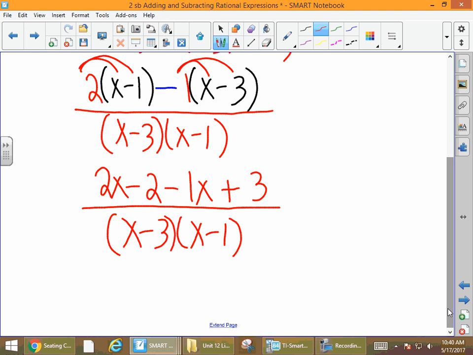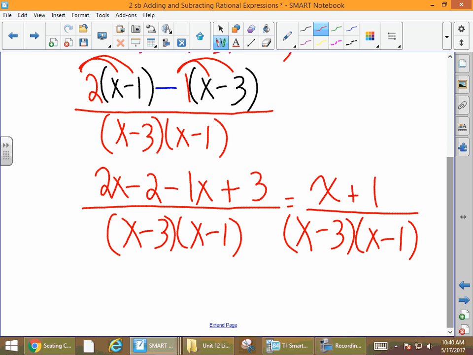When we combine like terms, up there in our numerator, 2x minus 1x is 1x. Negative 2 plus 3 is 1. And then we have an x minus 3 times an x minus 1. Do we have anything exactly the same in the top and in the bottom? We don't have anything exactly the same in the top and the bottom. We cannot simplify that anymore.